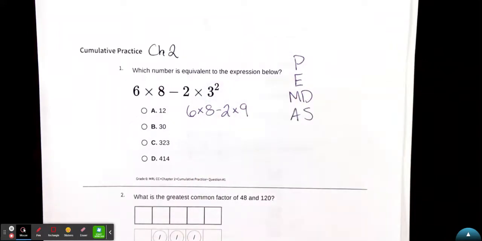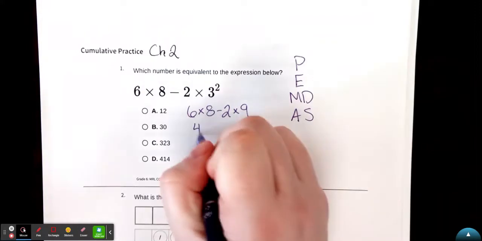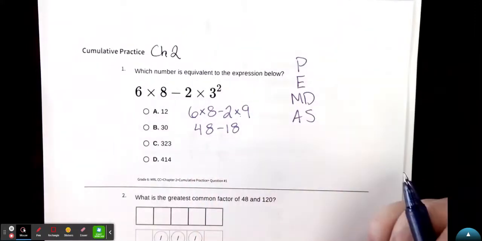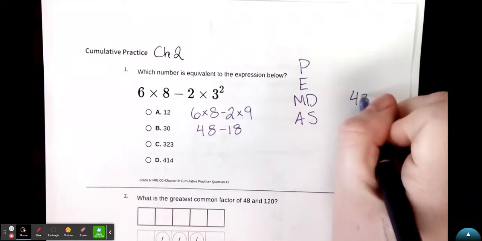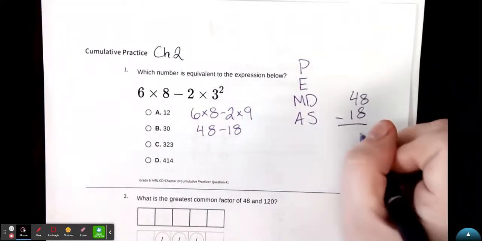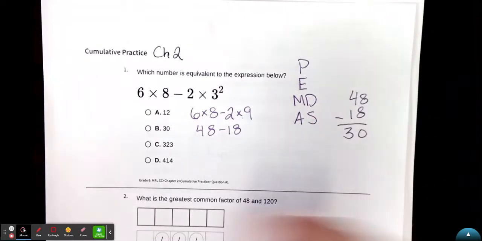So now we do the multiplication and division from left to right. 6 times 8 is 48, minus 2 times 9 is 18. So our final step is just to do 48 minus 18. 8 minus 8 is 0. 4 minus 1 is 3. So our answer is 30.